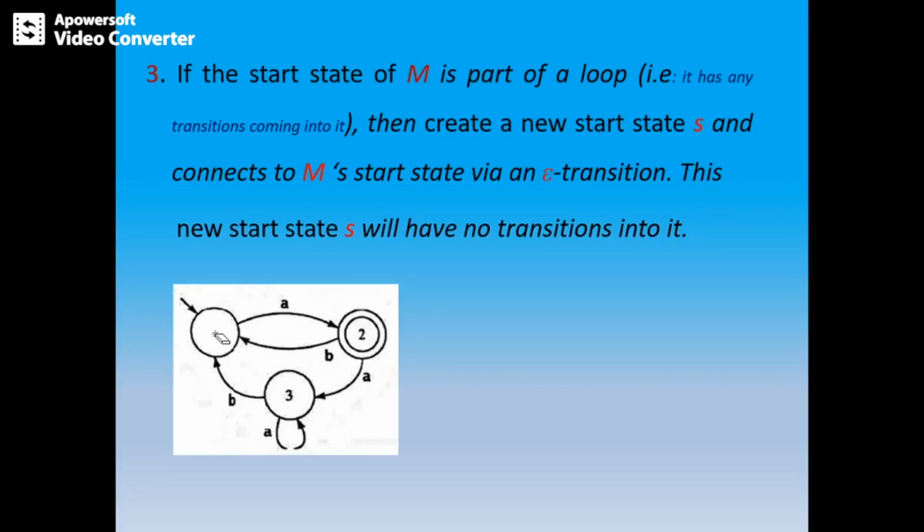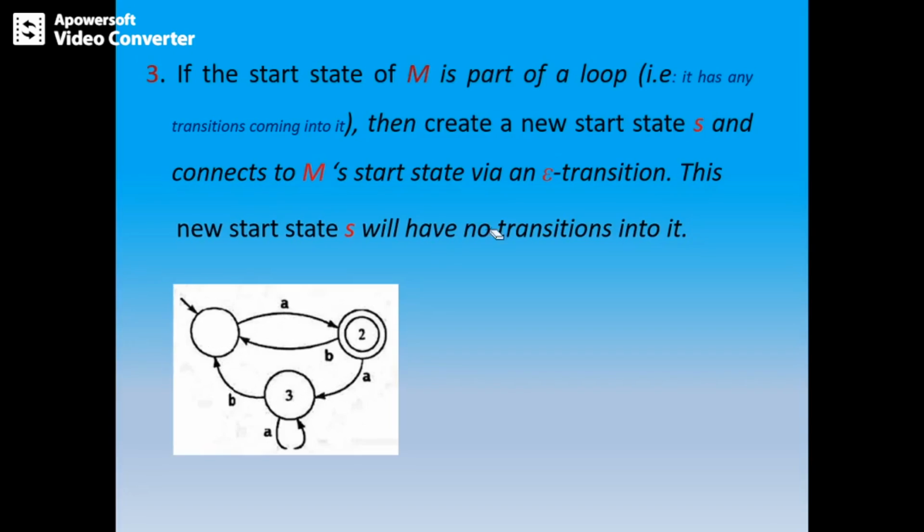You have to check whether there is any transition coming into it. You can see here that there is a transition coming into it. That means it is forming a loop, that is, going and then coming. So it is kind of a loop. Here, if you see this, using this also makes a loop. How? This way, and then this way.